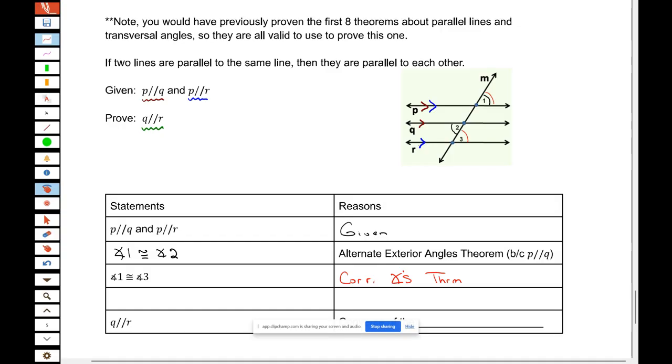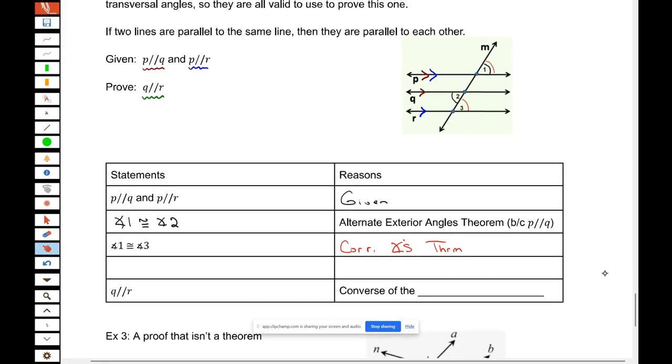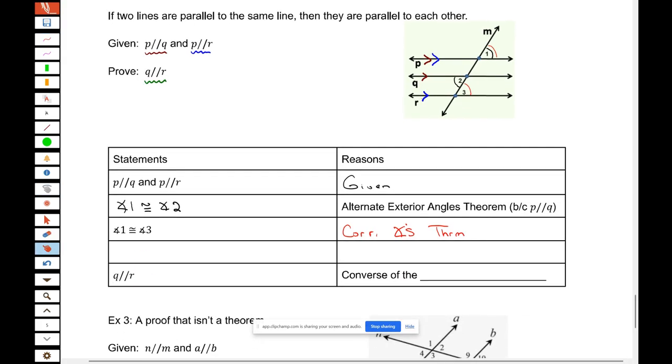So if I look at what I have here, I'm trying to prove Q is parallel to R. And right now I have angle 1 is congruent to angle 2, angle 1 is congruent to angle 3, which means angle 2 and 3 have to be congruent by transitive.